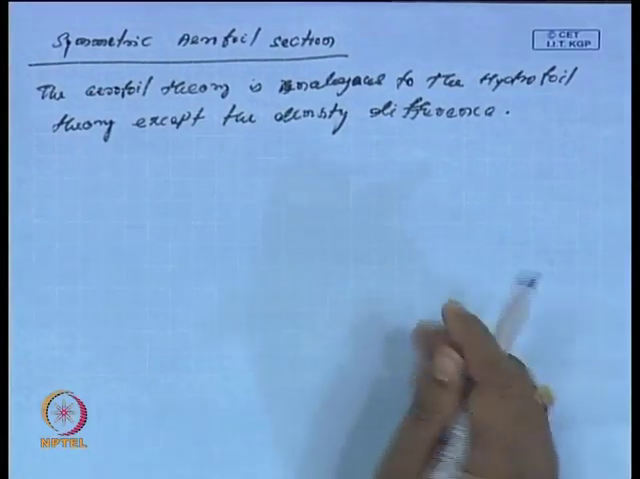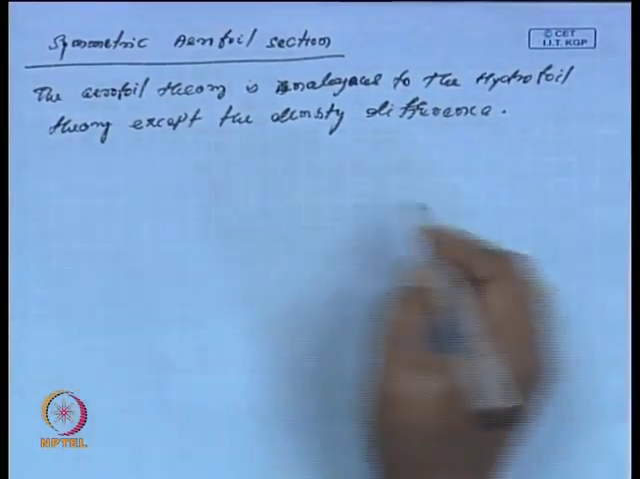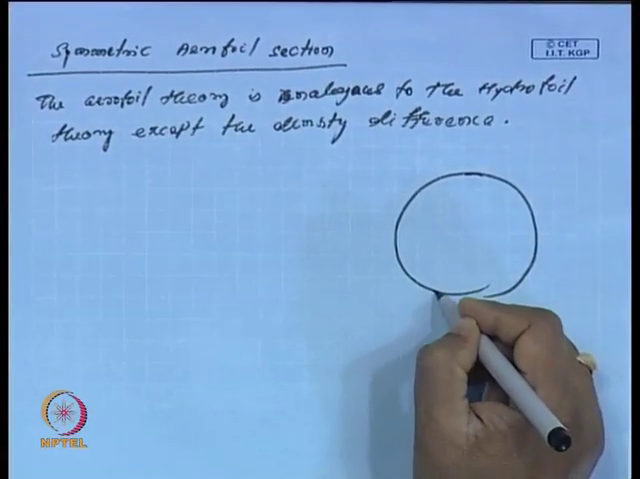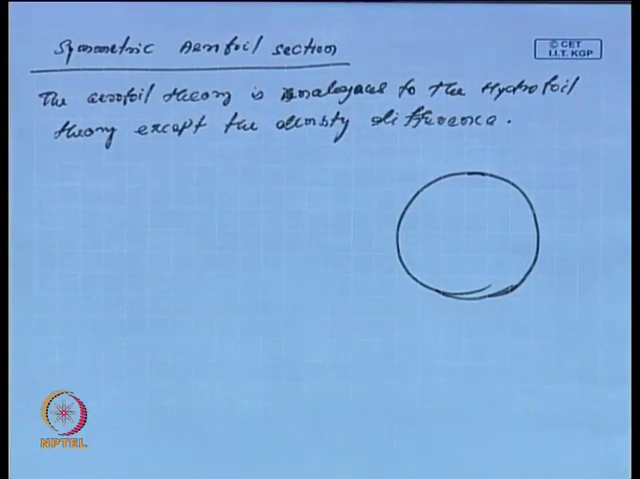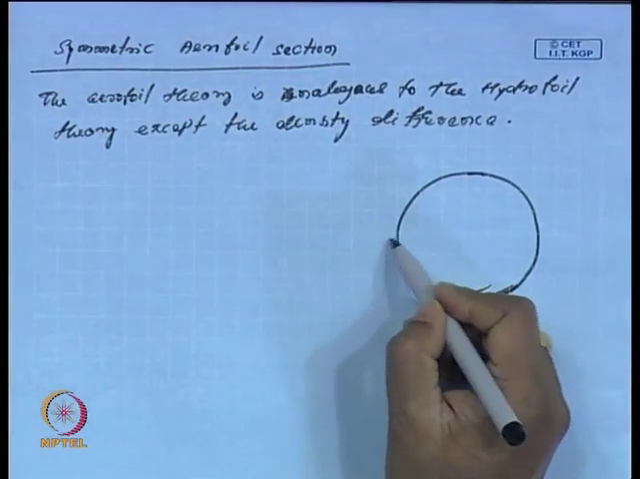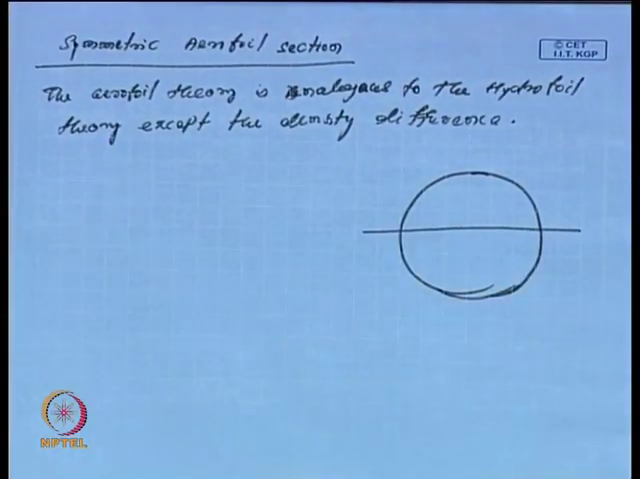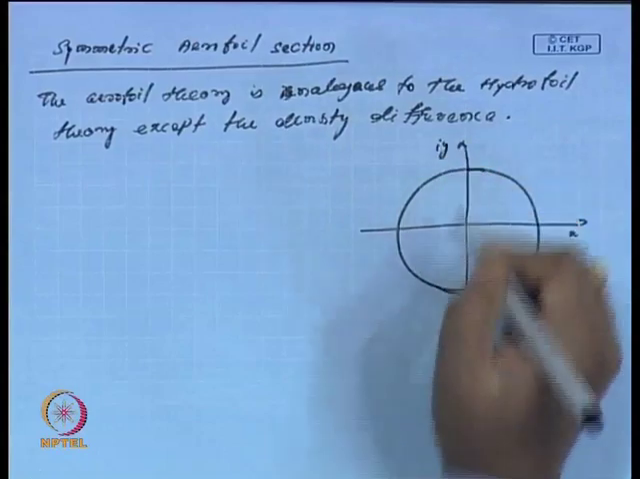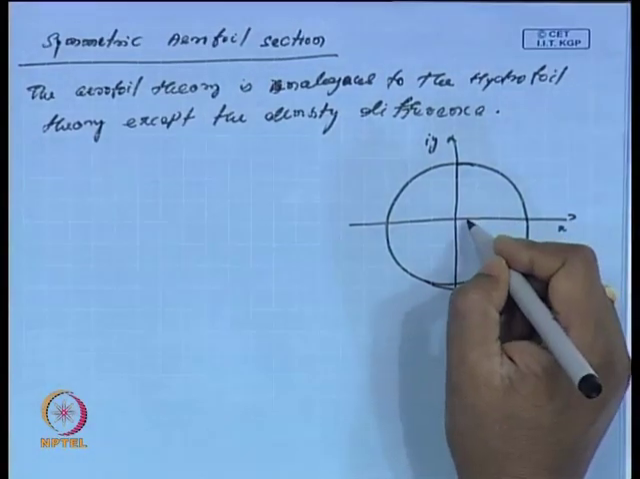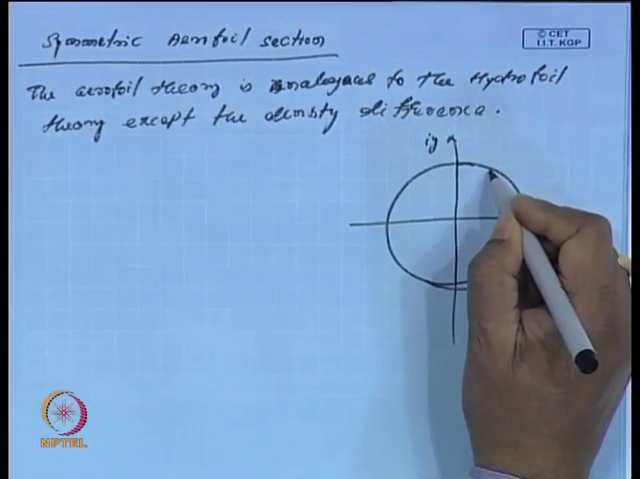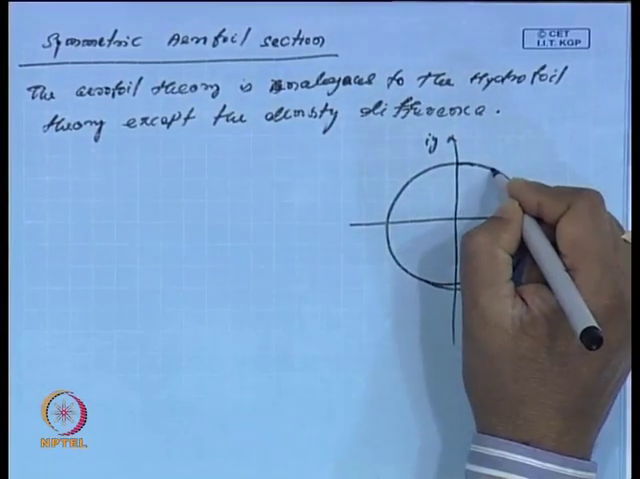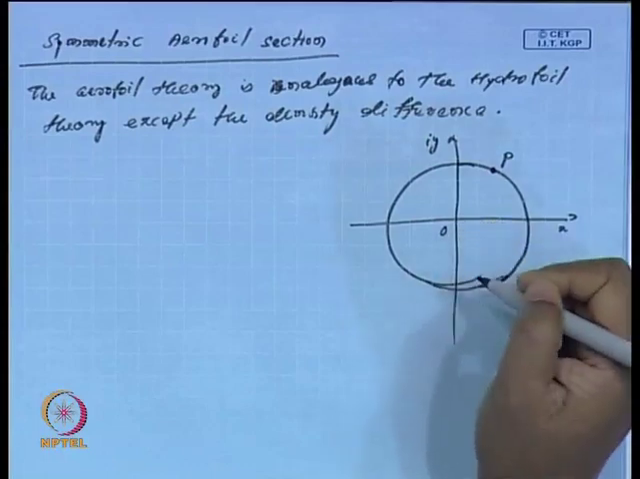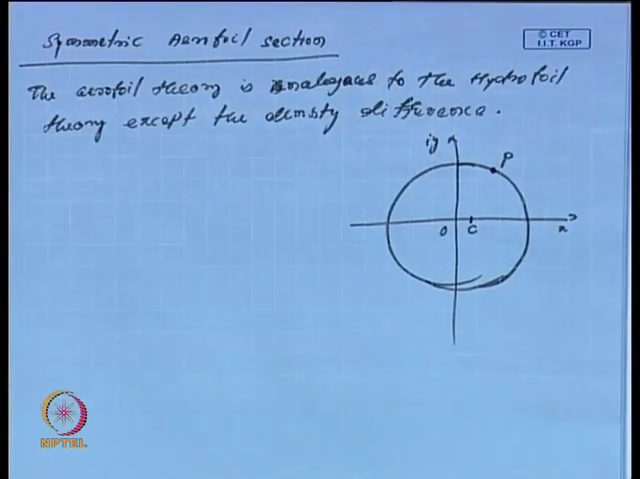Now, let us consider a circle, and in this case, because we have seen from a circle we can get to an ellipse. I will consider this as the x axis, and this is the z plane, this is my iy. Let P be any point on this circle, and O is the origin, and let me say C is the center of the circle.